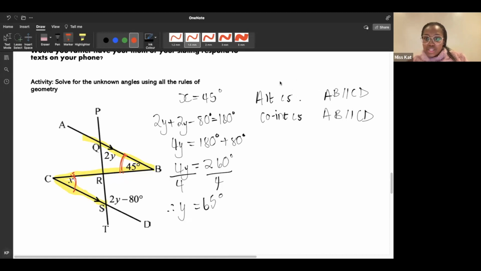Why isn't it 180 minus 80? Because it was minus 80 on this side. So if you're going to take 80 over to the other side, it changes symbols. If it was minus, it's going to be a plus. Let me see if there are other questions.